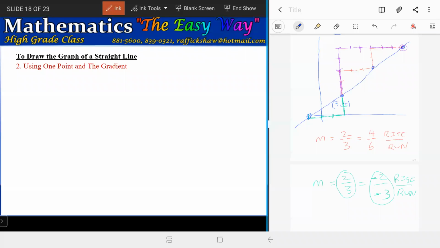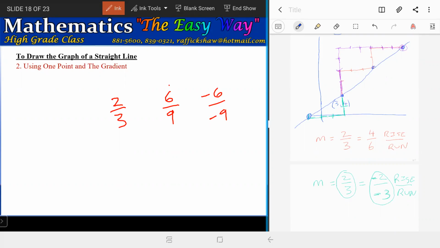So for example, I have 2 over 3. 2 over 3 is the same as 6 over 9. You understand? And it's the same as negative 6 over negative 9.